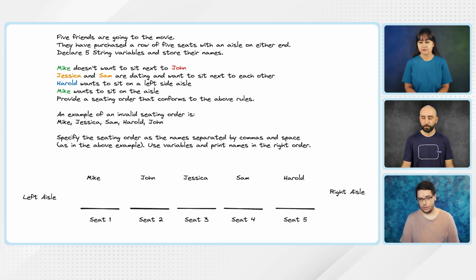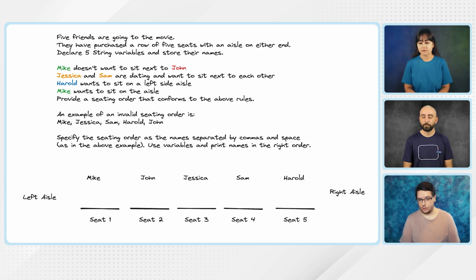An example of an invalid seating order is Mike, Jessica, Sam, Harold, and John. So it is giving an example of an invalid order. Mm-hmm. Let me see why this one is invalid. For example, it says Harold wants to sit on the left aisle side, right? But here in the example, Harold is not sitting there. So this is one reason, and I think the others are also not matching.